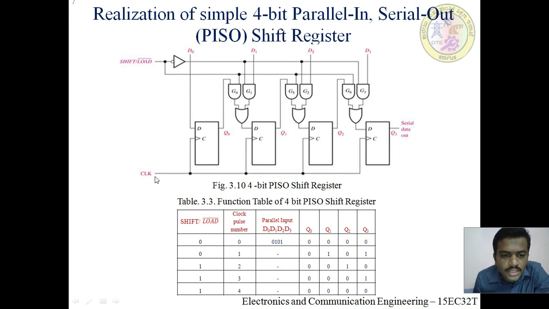On application of a single clock pulse, the 4 bits of binary data are loaded into the shift register simultaneously. When the shift/load bar signal is set to high, that is binary 1, the circuit operates in shift mode. In this case, the AND gates G1, G2 and G3 are disabled and the AND gates G4, G5 and G6 are enabled. The OR gates will allow the normal shifting operation.